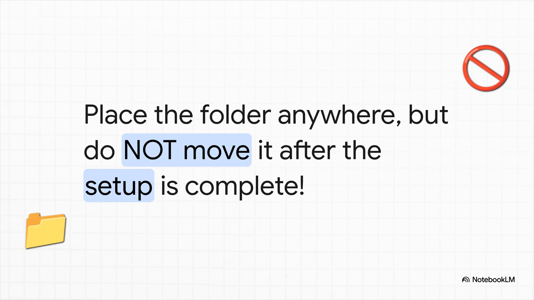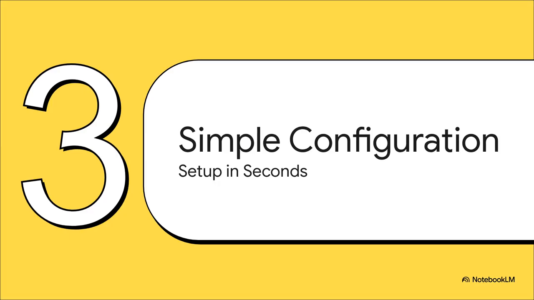When you run this setup, Windows automatically detects the current location of the tool and registers that exact path directly into the AI's configuration files. So whatever you do, do not move the folder after the setup is done. If you move it later, the AI is going to go looking in the old spot and the connection will just break. If you absolutely have to move it, no big deal, but you will have to run the setup batch file again in its new home. Which brings us to part 3, simple configuration, setup in seconds.